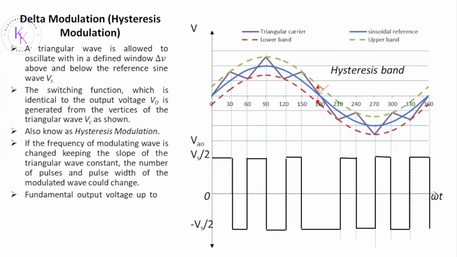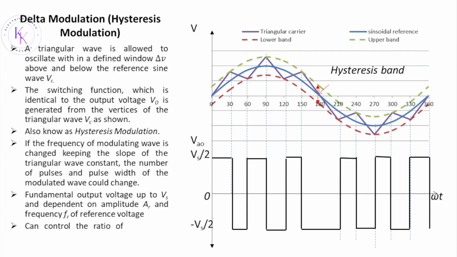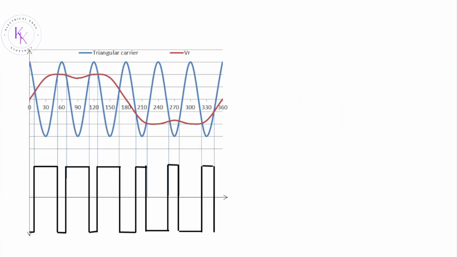Fundamental output voltage is up to Vs and dependent on amplitude AR and frequency FR of the reference voltage. It can control the ratio of voltage to frequency, which is a desirable feature in AC motor control.